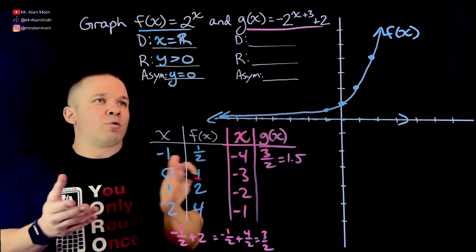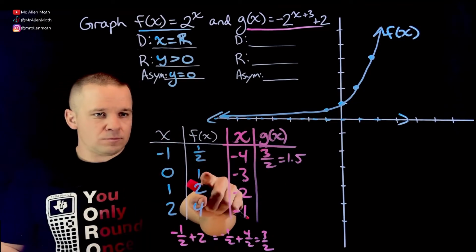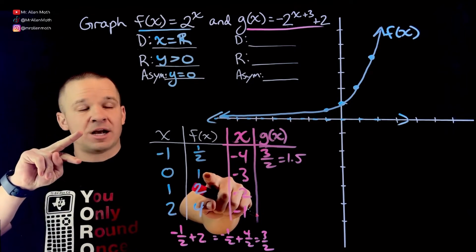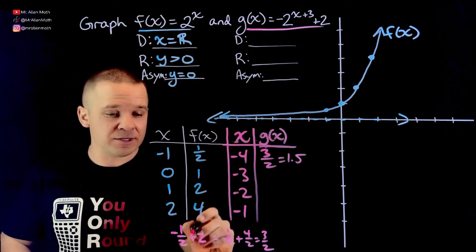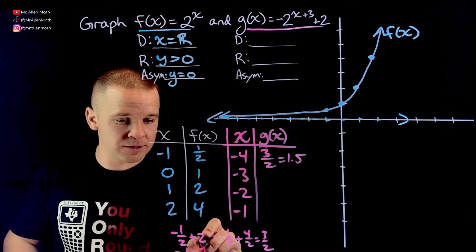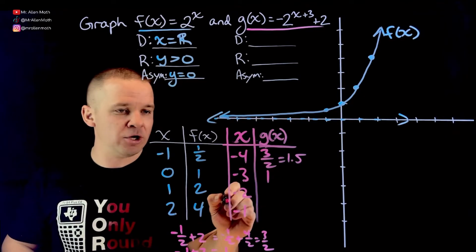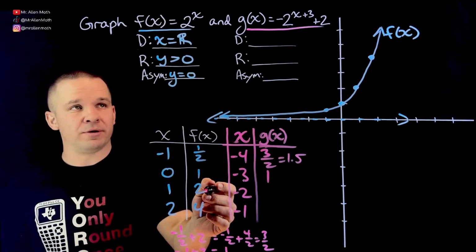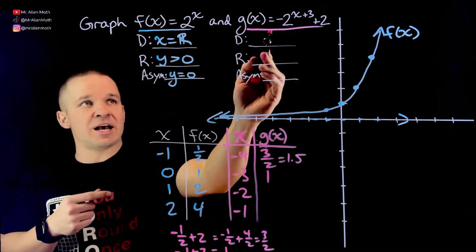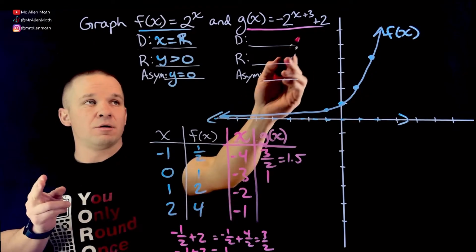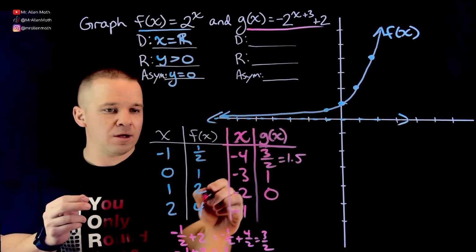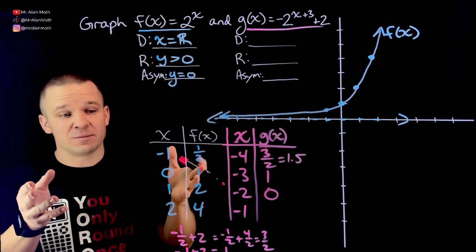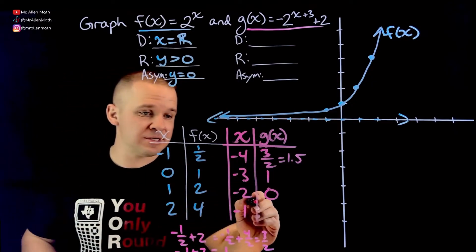So next one here, we're going to take our original output of 1. We're going to flip it, so make it negative 1, and then add 2. Negative 1 plus 2 is equal to positive 1. Boom, 1. Take the 2. That's our original output. Make it negative because of the negative out front, so it's negative 2. Plus 2, 0. 4 is our next output. Reflect it, becomes negative 4. Plus 2 is negative 2.